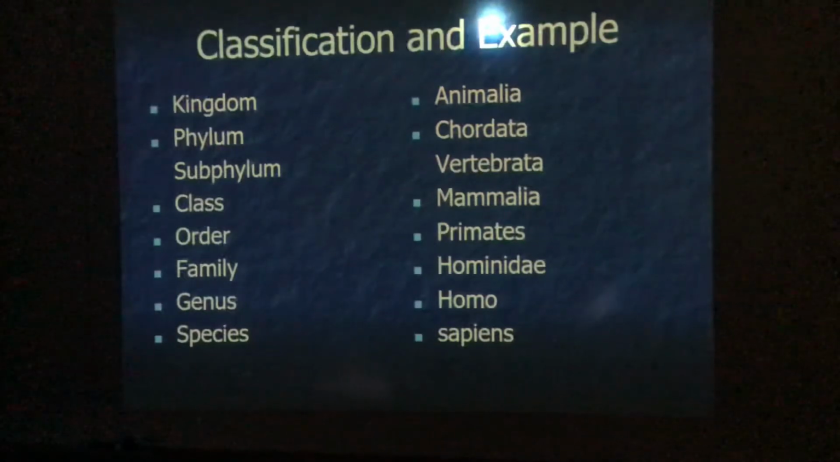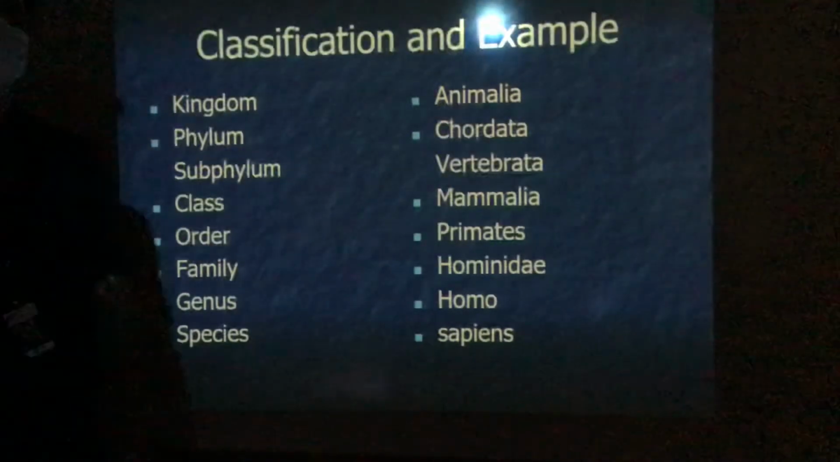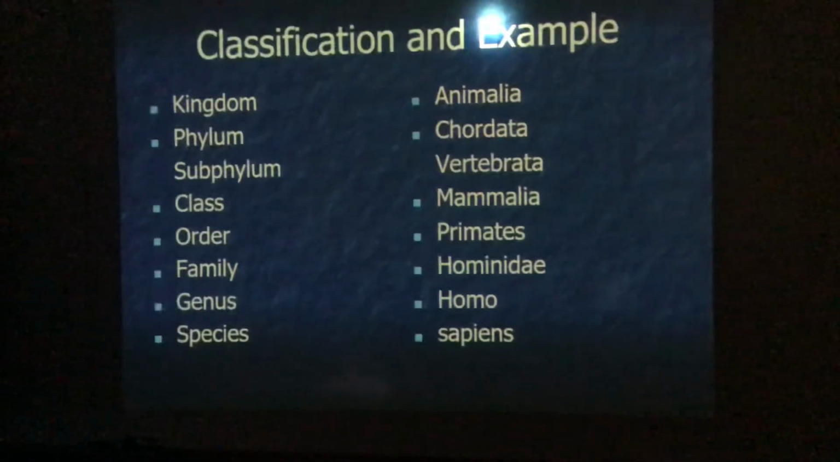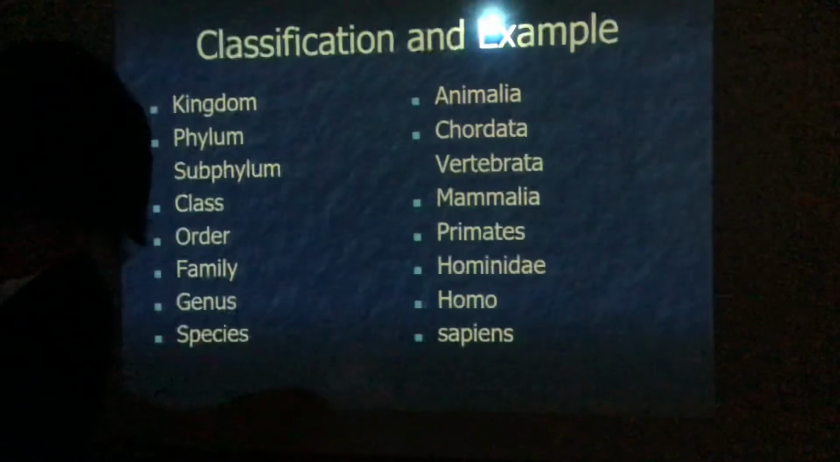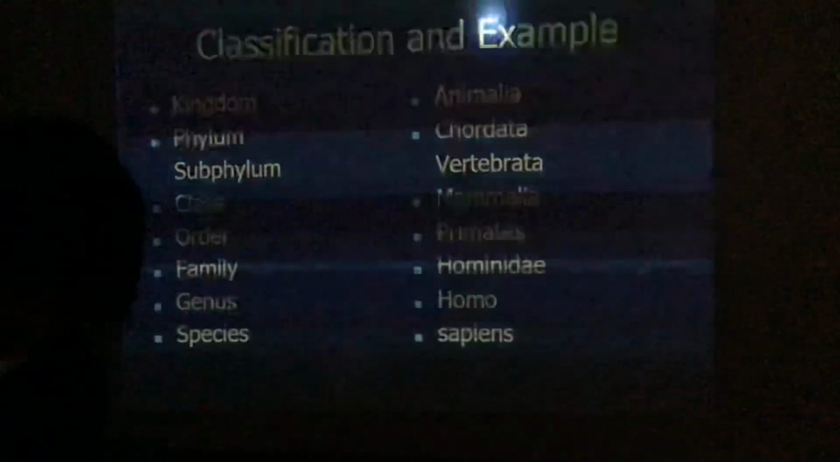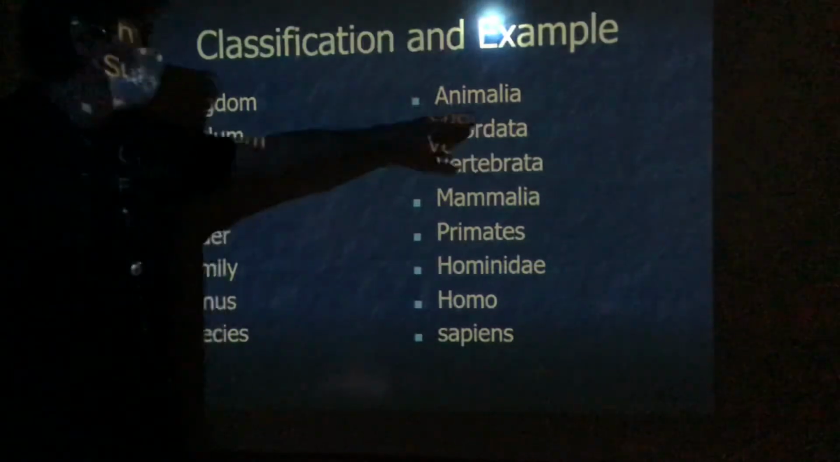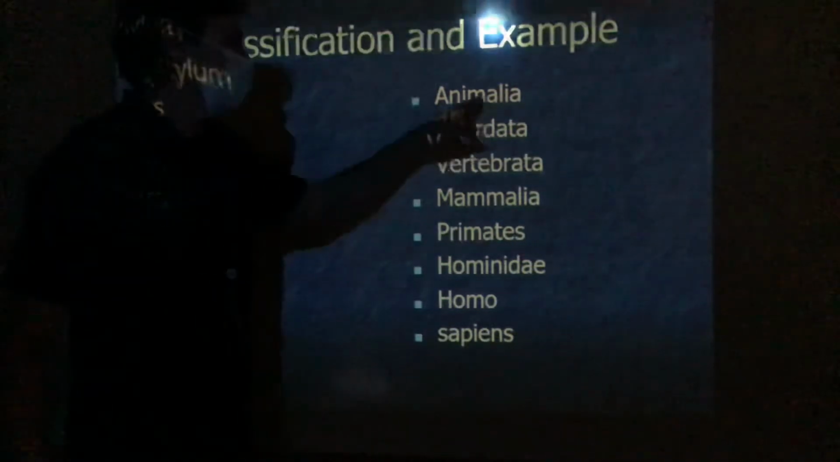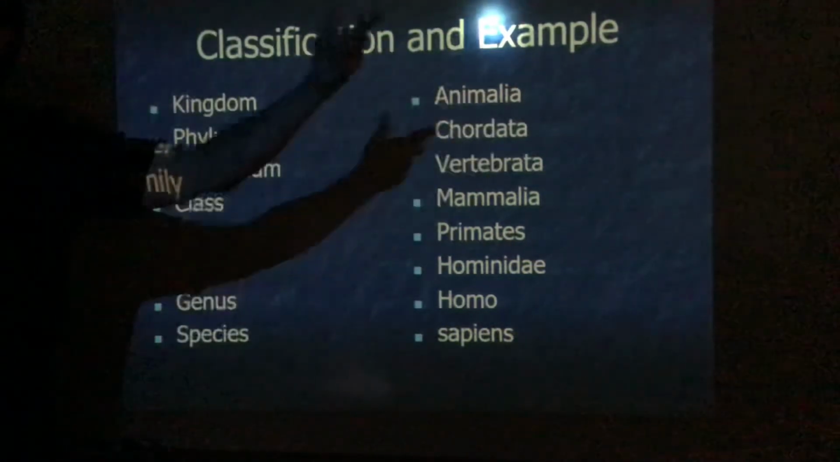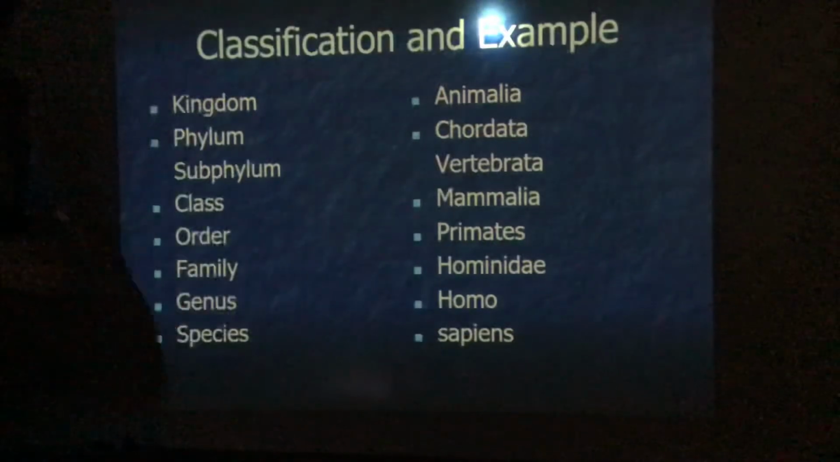So here, for example, is our official classification by Linnaeus for humans. Kingdom: we're from the kingdom Animalia, that's animal. Animalia makes it Latin, putting the IA on the end of it.